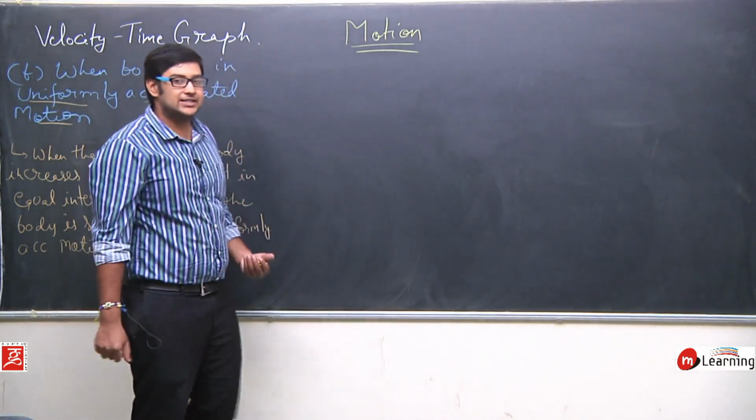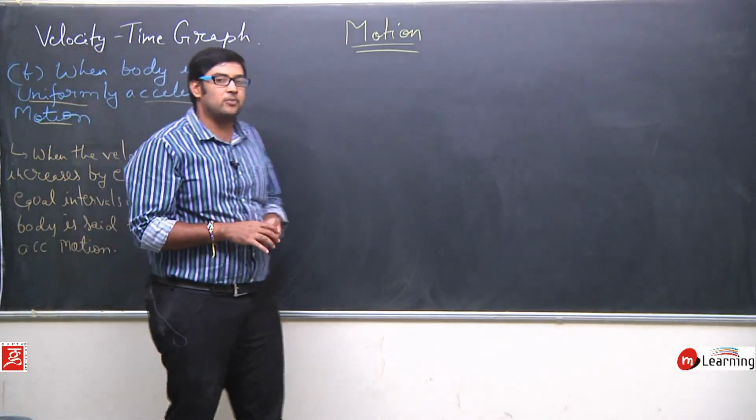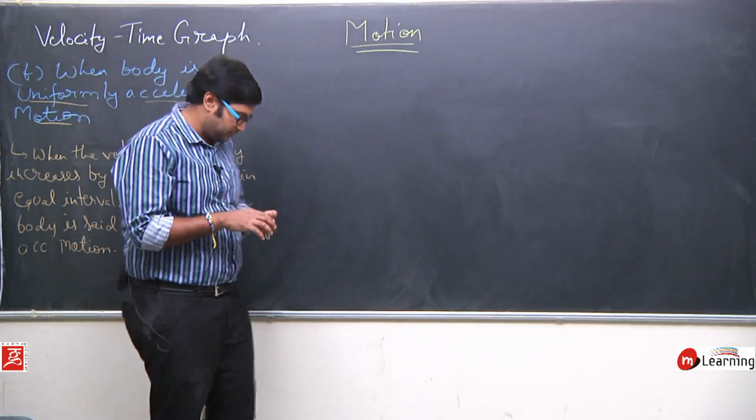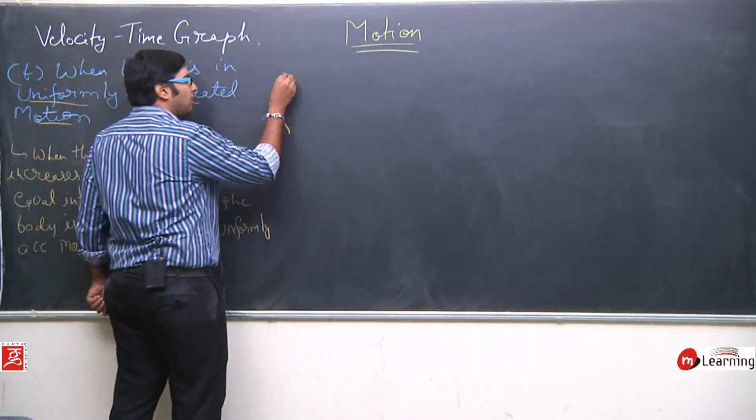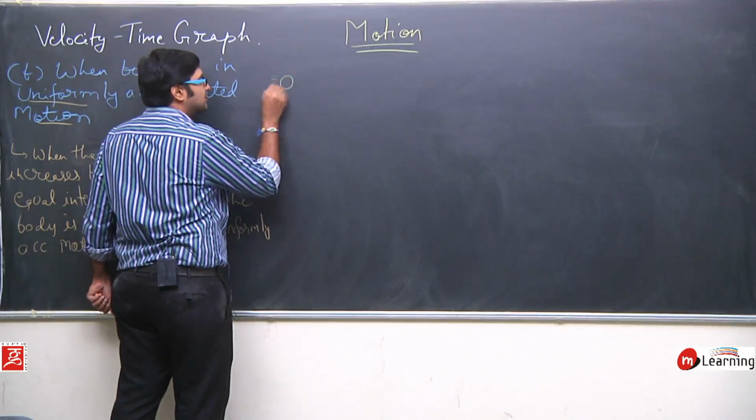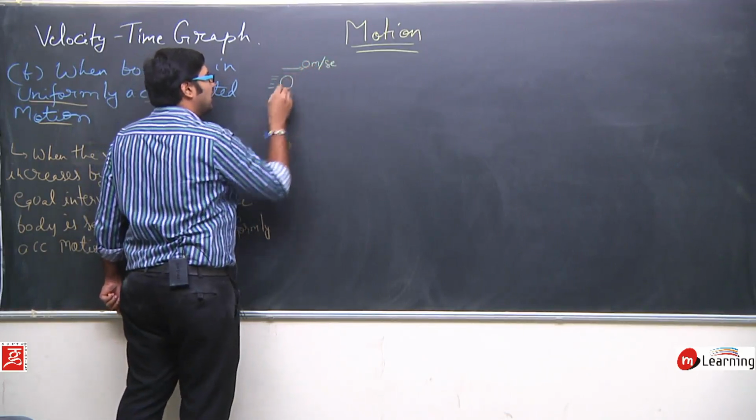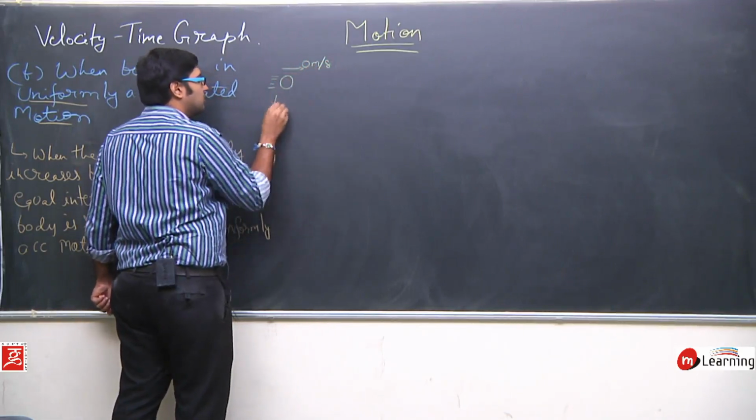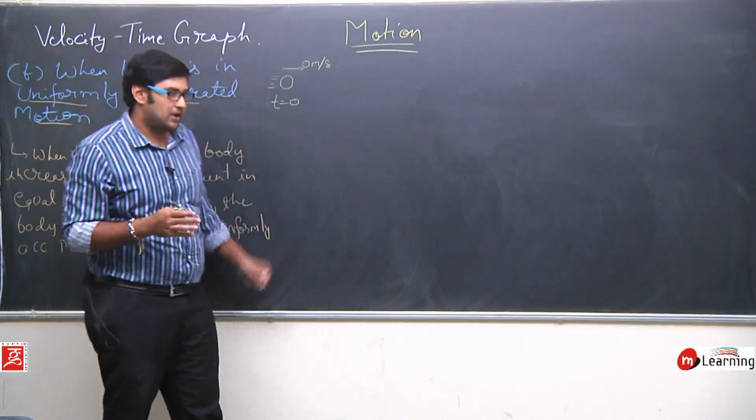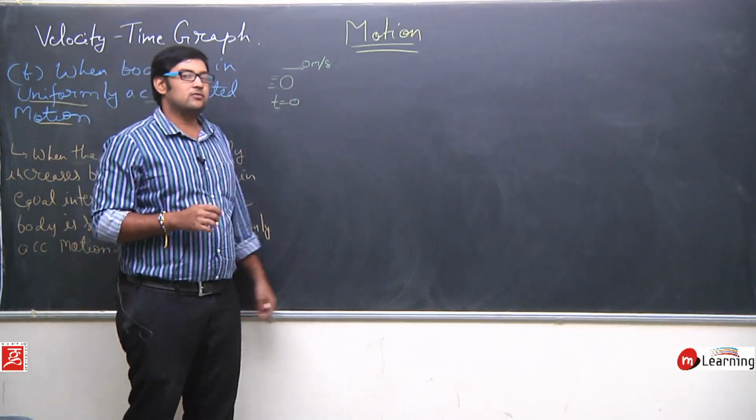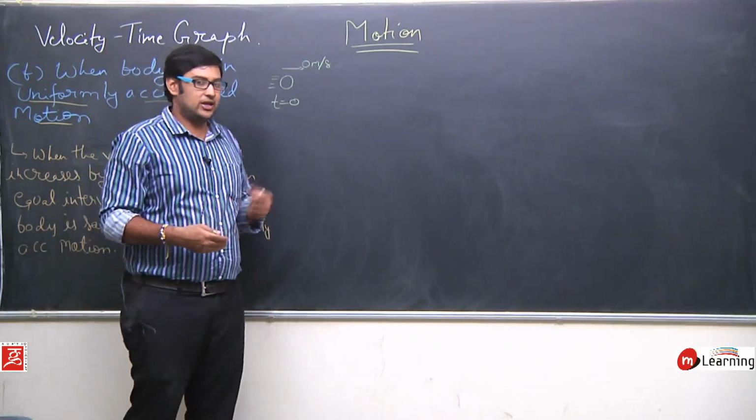So for that, let us consider a situation in which the body is performing a uniformly accelerated motion. Let's say there is a ball and this ball is traveling with 0 meters per second speed at t equals 0. It means when I observed the ball for the first time at t equals 0, the ball was at rest, at 0 meters per second.